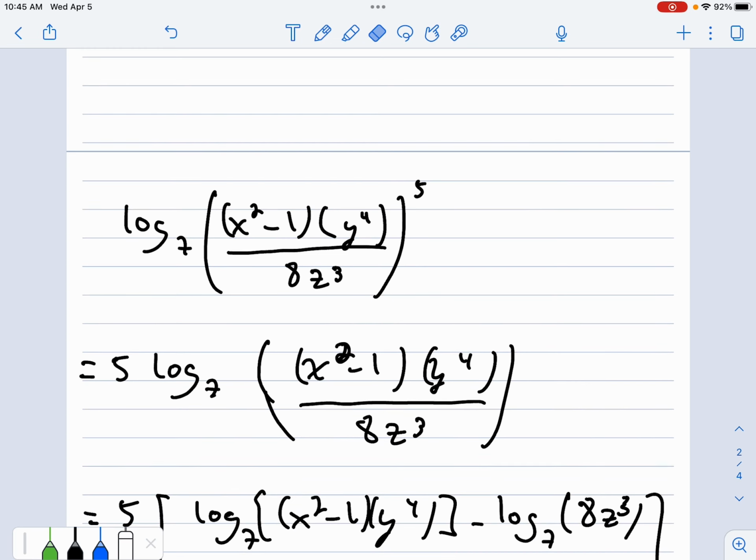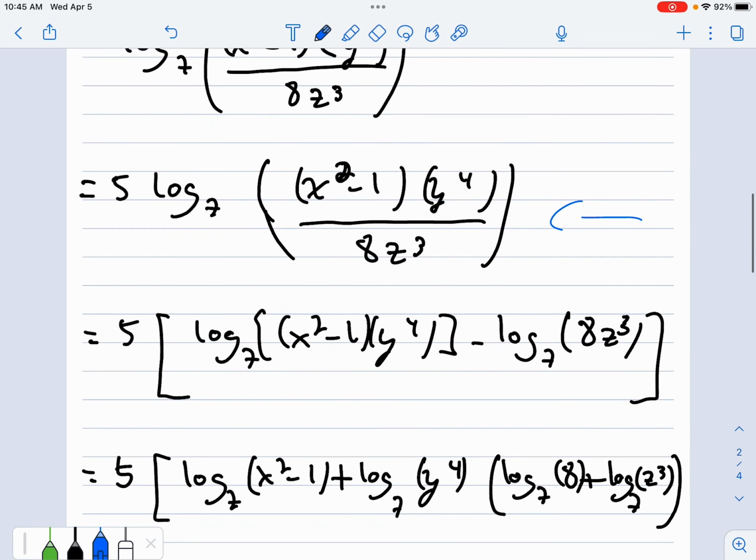What's the first thing that we could try out of all these rules? I see that we have an exponent of 5, so we can use the power rule and put that 5 down in front, and that's what this step does. And where do we go from there? Some people say it looks like you've got a product between the x squared minus 1 and y to the fourth, which is correct. And you also have a quotient, we're dividing by 8z cubed. Overall, the main structure of this is a quotient.